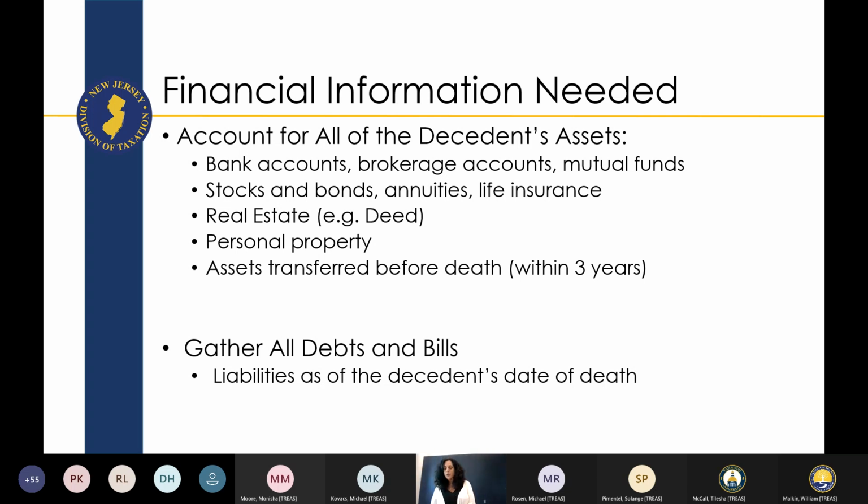Assets that are transferred before death within 3 years. We're talking about gifts. Sometimes people try to transfer their houses within 3 years and say that they're gifting over their homes, or gifting over a significant amount of money within 3 years. We do need to look at that. It is separate from an income tax situation. We need to look at it because there is a possibility that it could be includable and could be taxed. Next, you want to make sure that you gather all of your debts and bills.